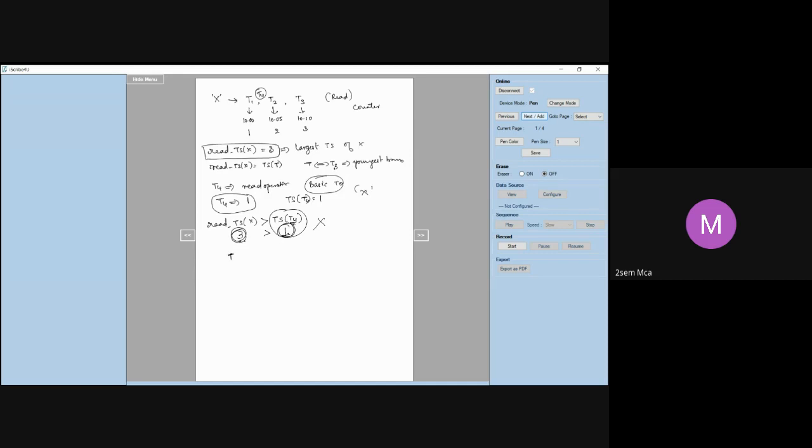Now this one. Read TS of X is TS of T. T3 is the youngest transaction which has already done this operation. So there is no point in T4 again doing that particular operation, so it has to be aborted. The same thing holds for write also.